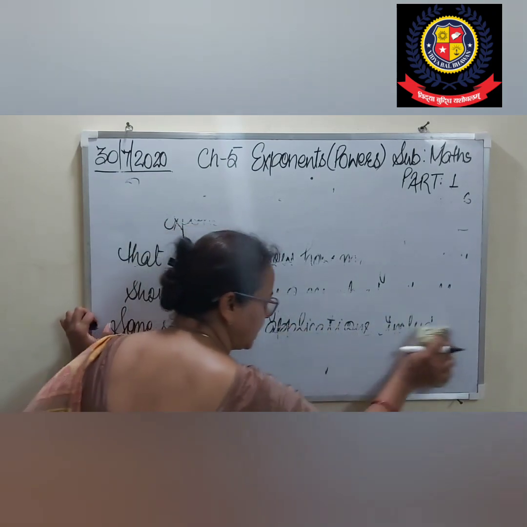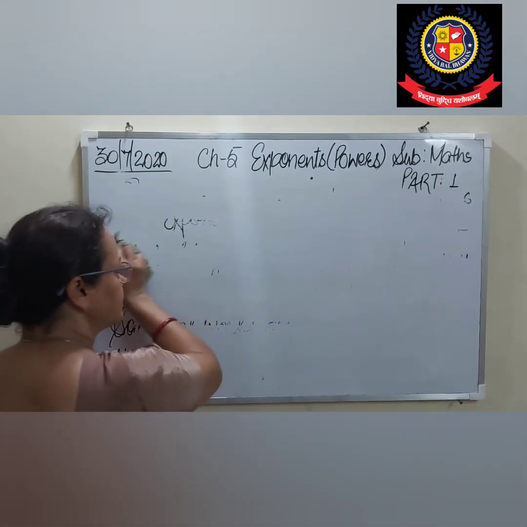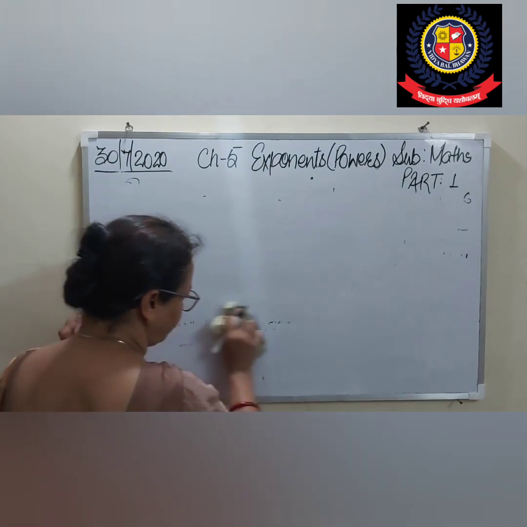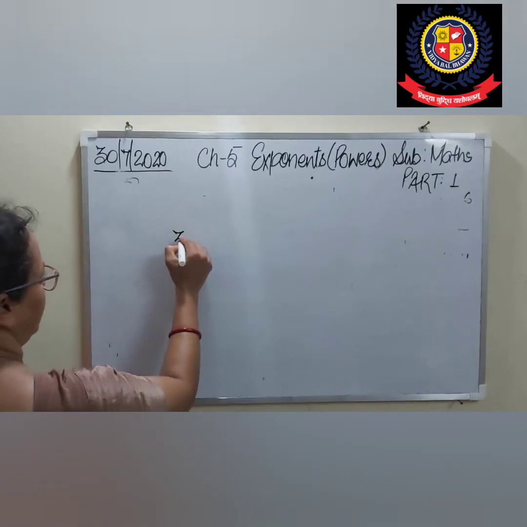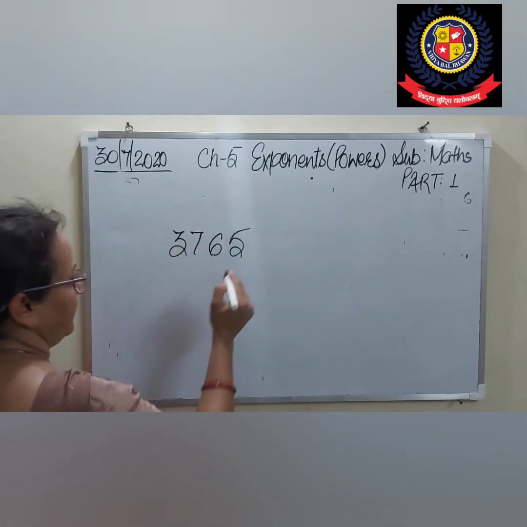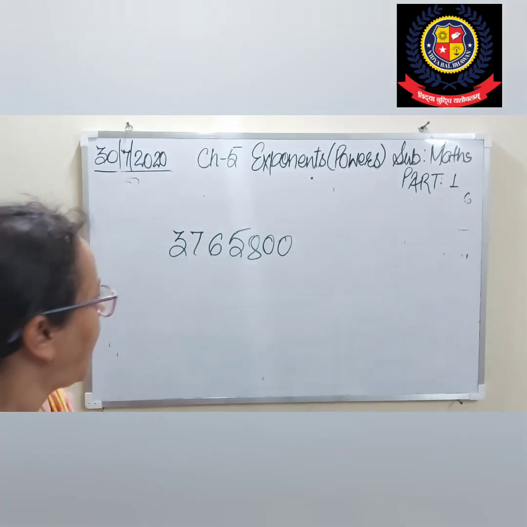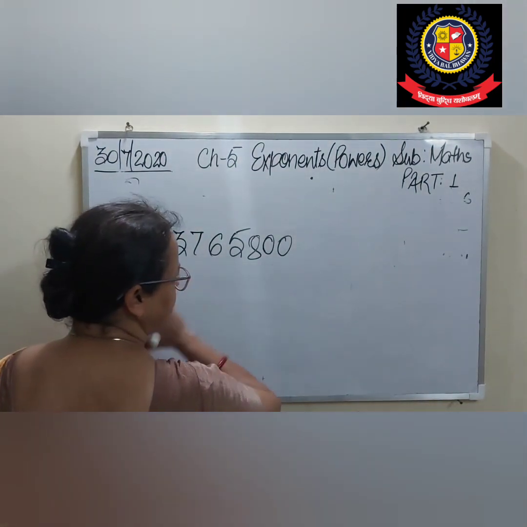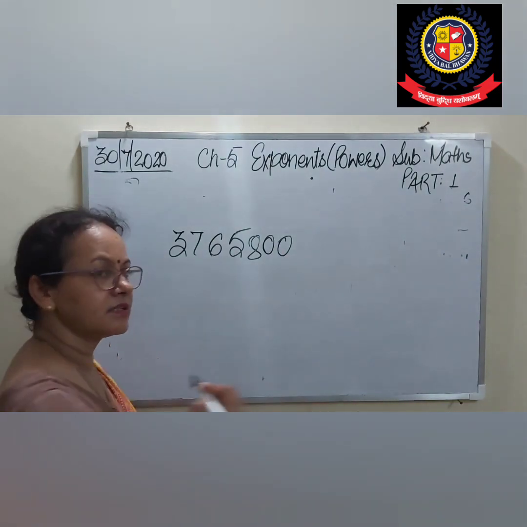When a very big number is given, we can write it in exponential form. How? If the number is written 3.3765 8000 and I want to write it in short form, how can we write it? How many zeros are there? 2 zeros are there, and I want to write it in short form.